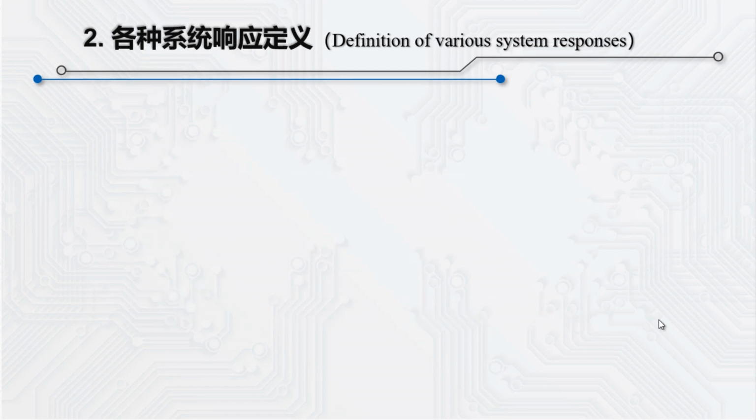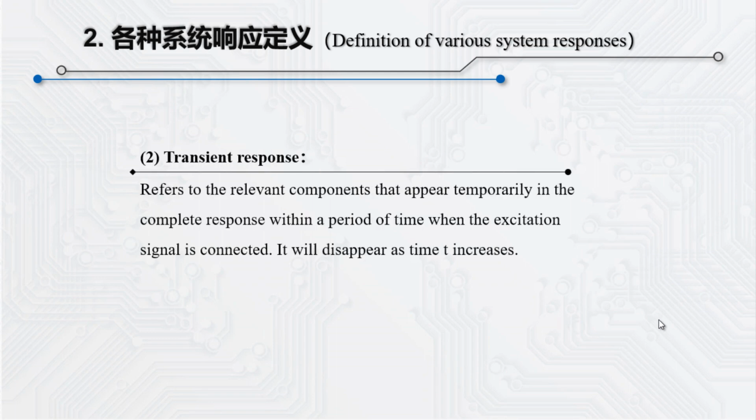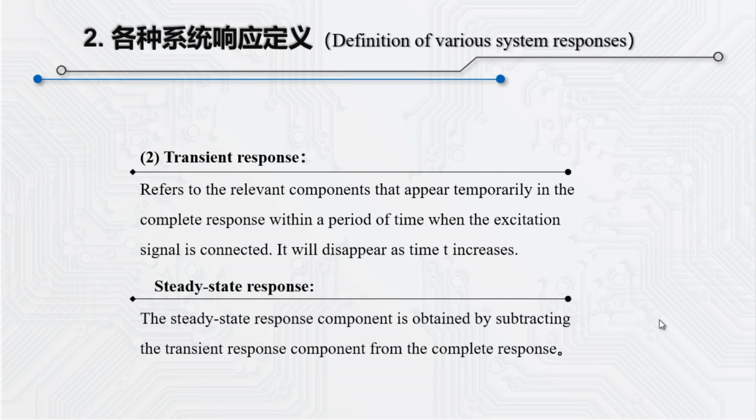In the second division, the transient response is a component that appears temporarily in the full response after the excitation is applied. It will gradually disappear with time. Steady-state response is the part of the full response excluding the transient response. The rest is the steady-state response.